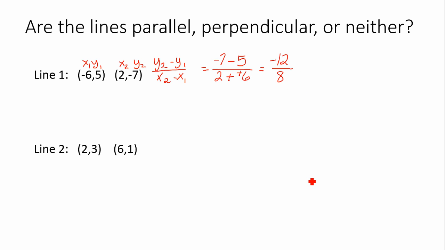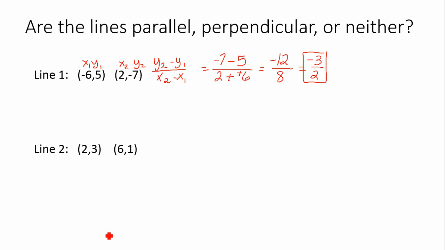Now we need to simplify that, guys. Make sure you're always simplifying. We can divide both the top and the bottom by 4, so it becomes -3 over 2. That's the slope of the first line. It's a falling line. It's going down because it has a negative slope.